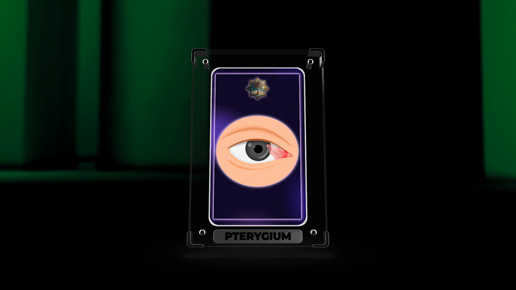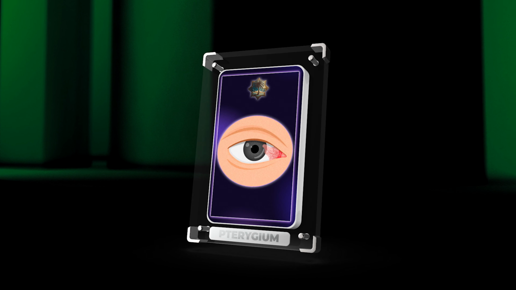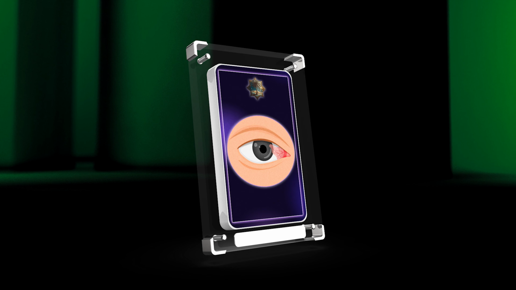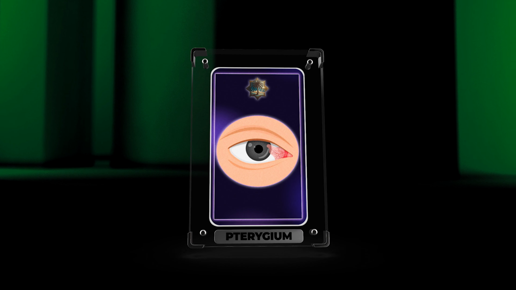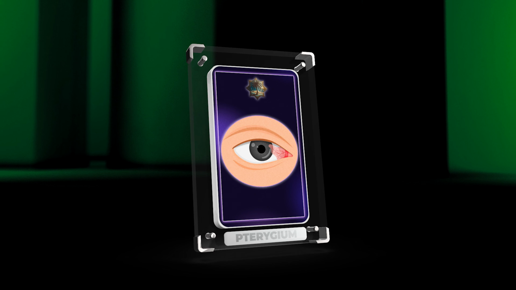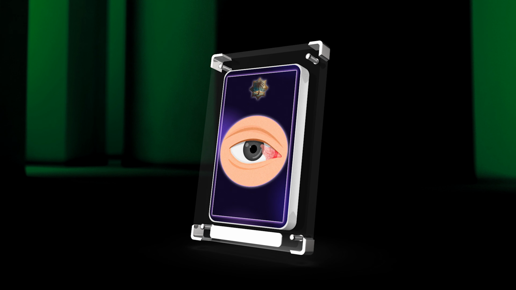Pterygium is a complex ocular surface disease with multiple factors involved. Scientific research has provided valuable knowledge on its causes, effects, and treatment methods. Further research and collaboration are necessary for better management and innovative therapies, enhancing patient outcomes.